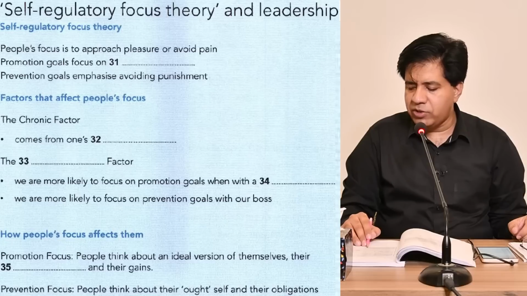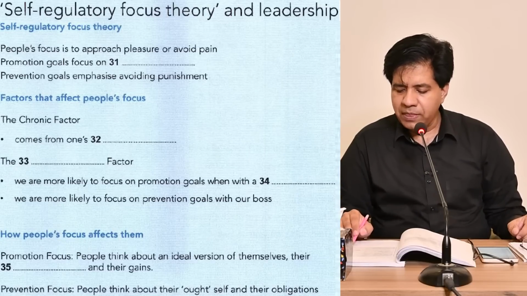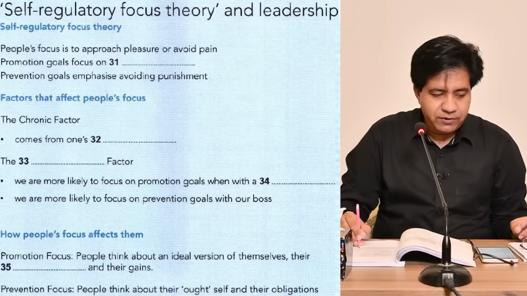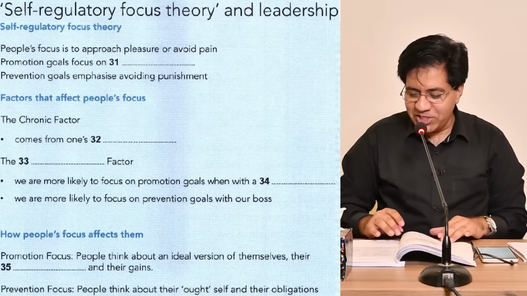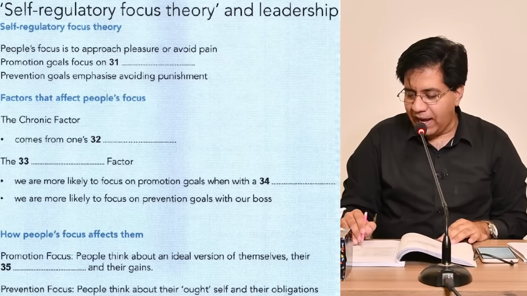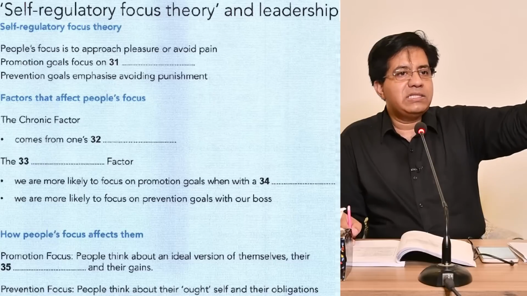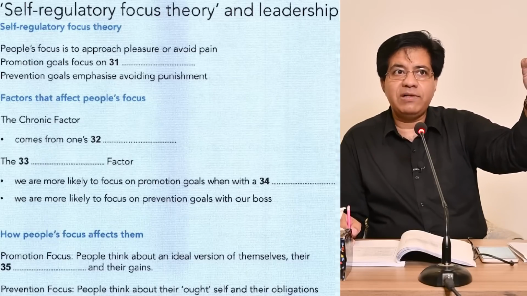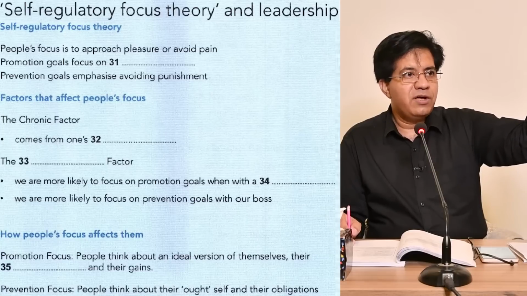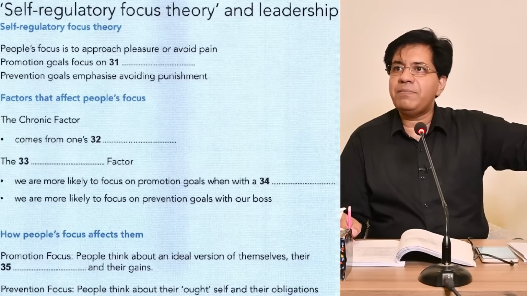People think about an ideal version of themselves. Promotion factor: people think about an ideal version of themselves, comma. Now listen. In IELTS listening part 4, whenever they use a comma, it means they will speak three words. One of those words will be the answer, and the arrangement of the words can be in any order.